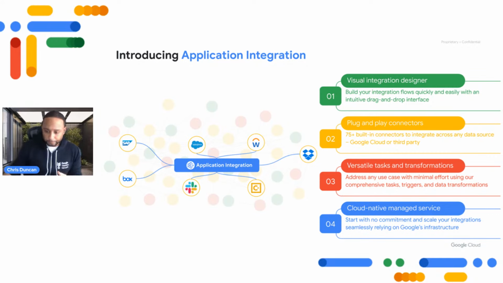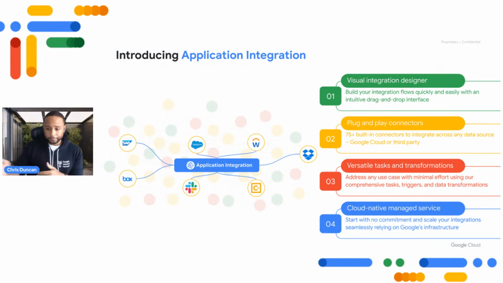Part two of that is the plug and play connectors, right? So out of the box with our platform, if you look at our documentation, we offer 75 plus built-in connectors to integrate across any data source, any of the Google Cloud services that you see listed on our site, as well as some third-party services like Salesforce or Oracle databases or SAP. And we also have more than 50 private preview connectors you can also see on our documentation to give you some more insight in regards to our integration roadmap for some of the other capabilities we're currently trying to add into the platform.